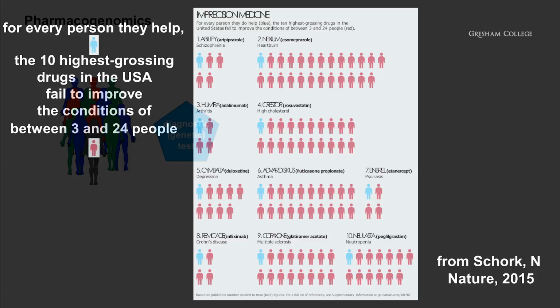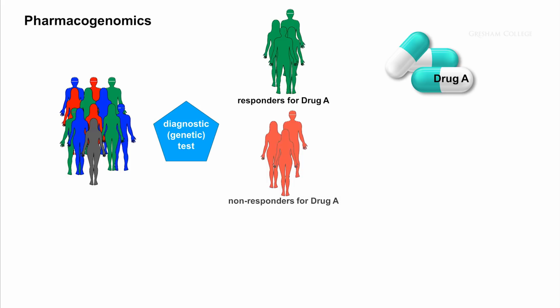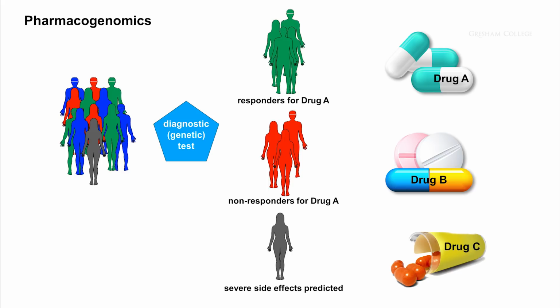So wouldn't it make sense if you had a population of people that you could differentiate them in some way, so that you could identify by a test, perhaps a genetic test, those people who would respond, for example, to drug A, so that you could give them drug A. If they didn't respond to drug A, perhaps you should give them drug B. And if they had terrible side effects from both those, perhaps you could give them drug C. So the test would allow you to differentiate between these groups of patients based on their genetic makeup.